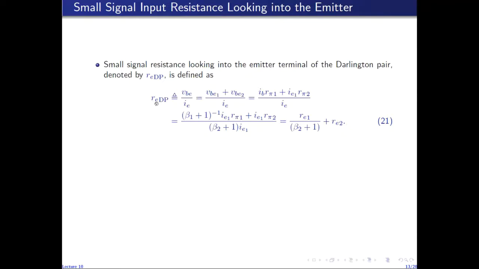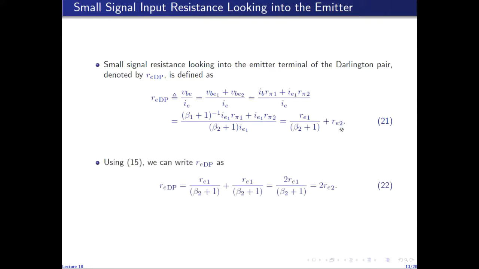So I get small re of the Darlington pair as the sum of small re1 divided by beta 2 plus 1 plus small re2, which again, from the expression in 15, we know that small re2 is equal to small re1 divided by beta 2 plus 1. So I can represent small re of the Darlington pair in terms of small re1 like this. And since small re1 over beta 2 plus 1 is equal to small re2, I can equivalently represent it as 2 times small re2.